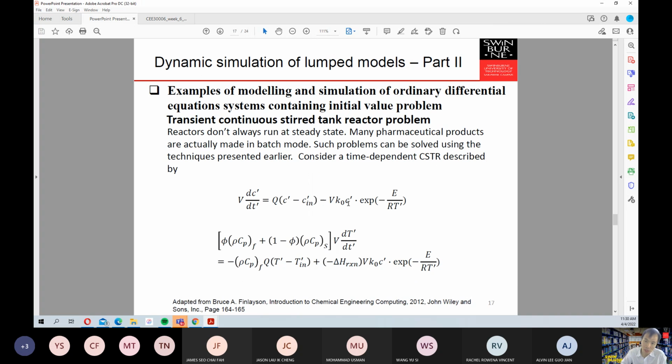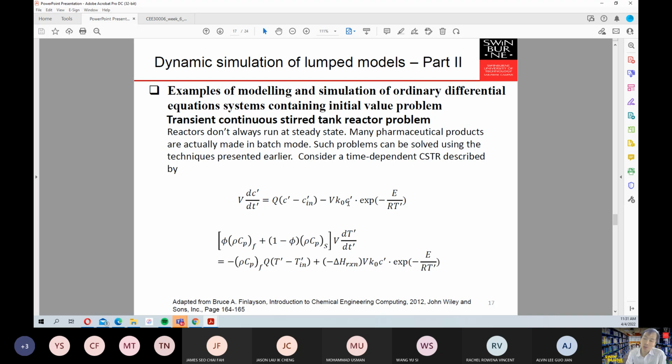Okay, now we have an interesting problem. This is a so-called transient continuous stirred tank reactor problem. A reactor does not always run at a steady state. For example, many pharmaceutical products are actually made in batch mode, for batch-to-batch accountability, like I discussed in week 1. Such problems can be solved using the techniques presented earlier.